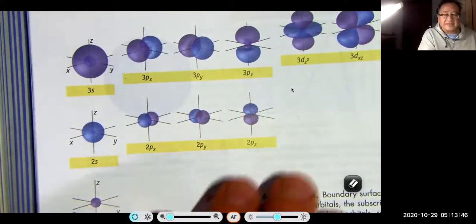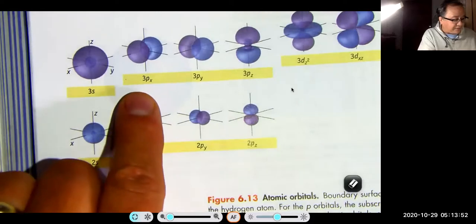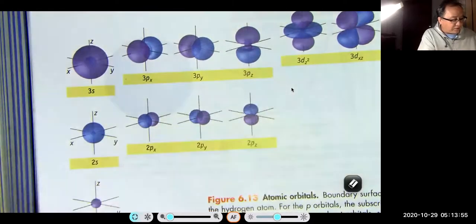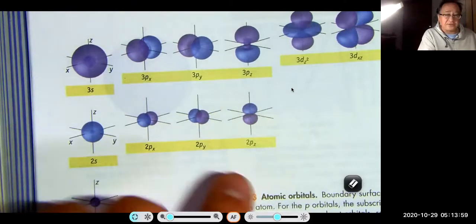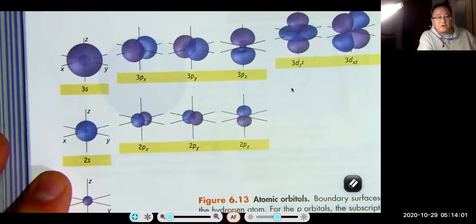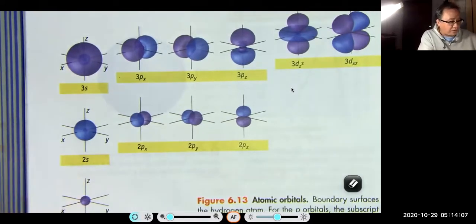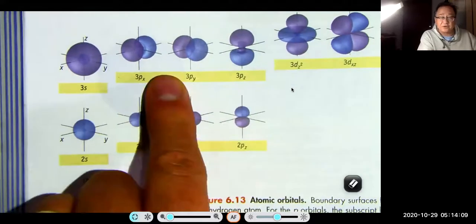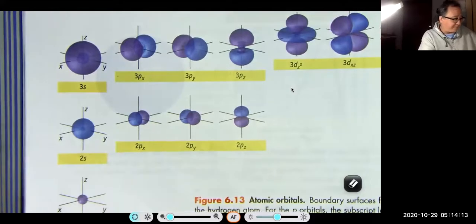They've labeled their axes a little bit differently than I did, but that's all right. Now, look at the 3px, the 3py, and the 3pz. What do you notice about them compared to the 2px, the 2py, and the 2pz? And the answer is hopefully that they look remarkably the same, except larger. So that means you're more likely to find a 3p electron farther away from the nucleus than a 2p electron.